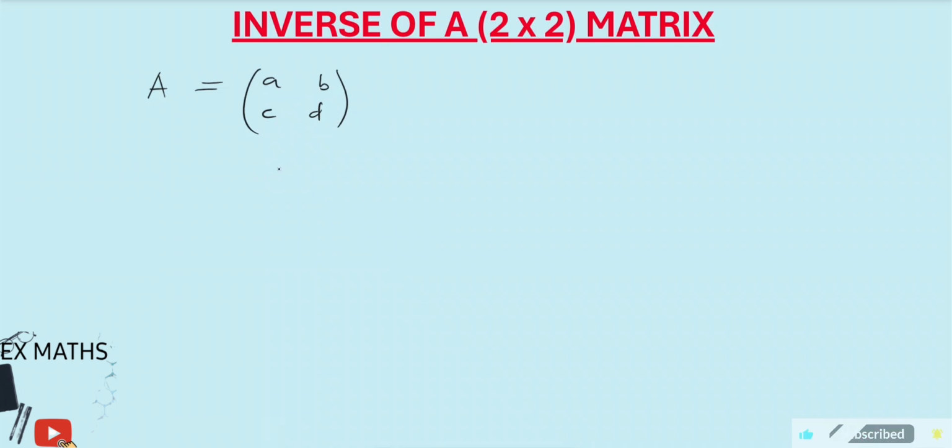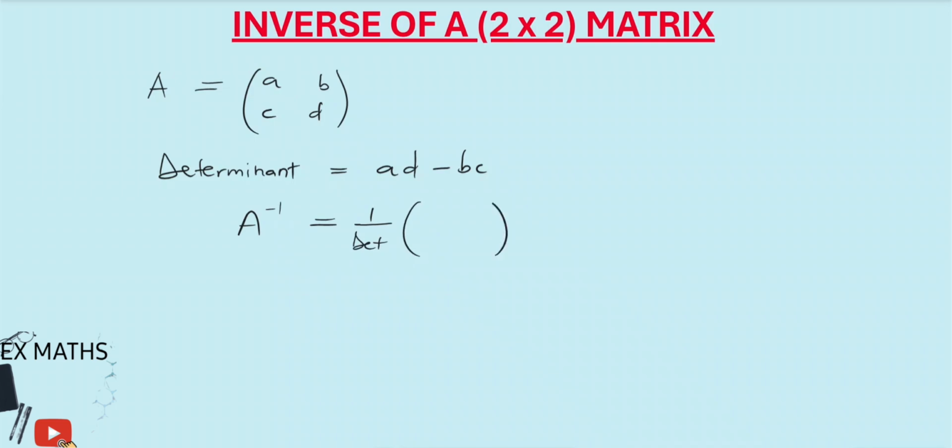So in order to find the inverse of this matrix, the first thing we need to do is to find the determinant of the matrix. The formula for calculating the determinant is equal to AD minus BC, the product of A and D minus the product of B and C. Then after getting the determinant, the inverse, which is A to the power minus 1, that shows that it's now the inverse, is going to be 1 over the determinant.